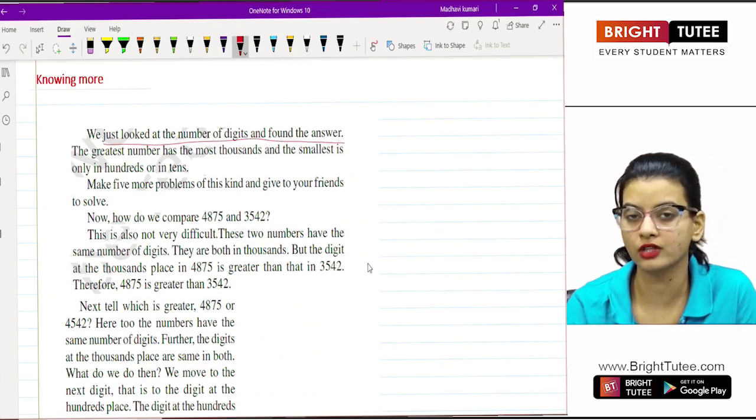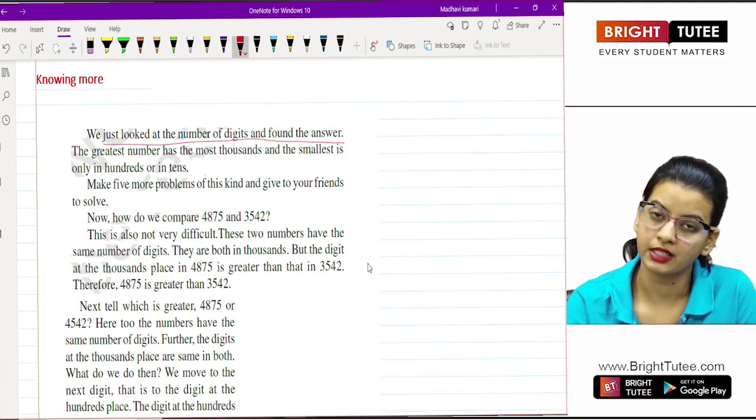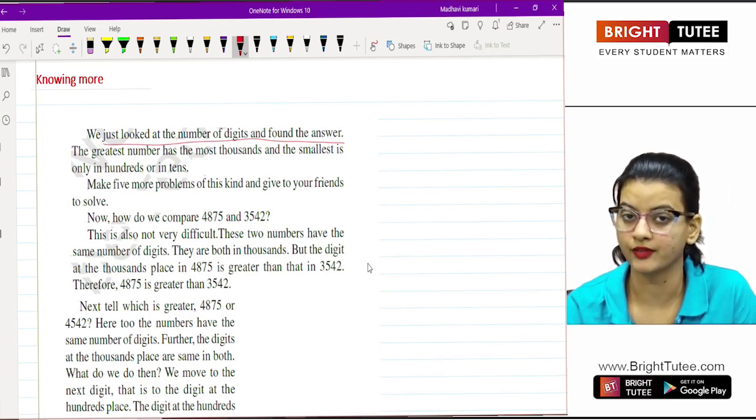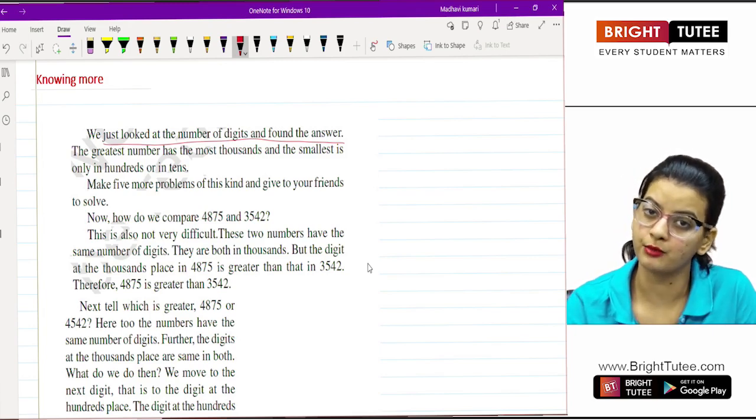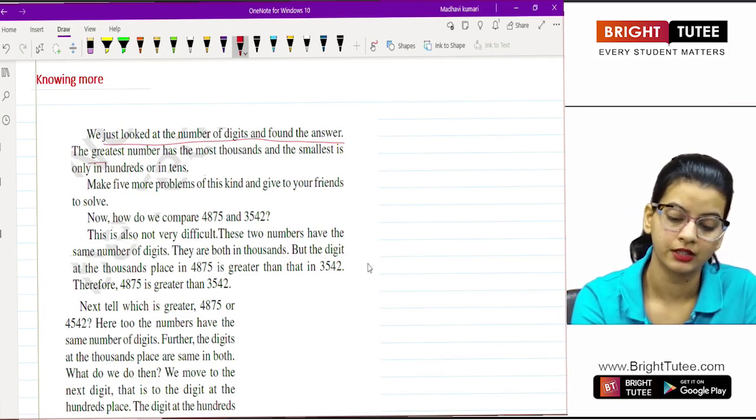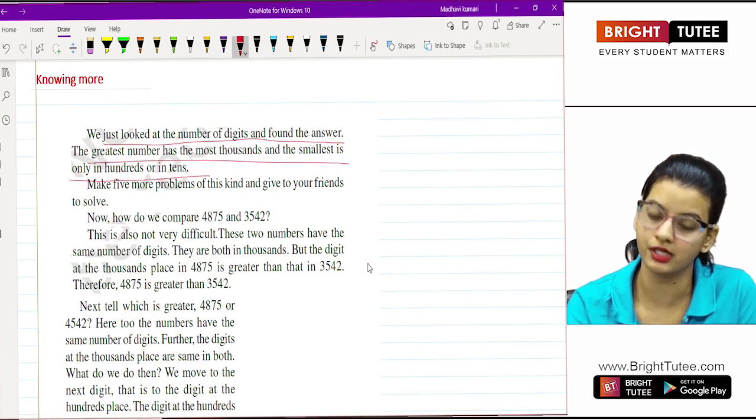So how did we find which number is the greatest and which number is the smallest? In the case where the numbers had different numbers of digits, the number which had the greatest number of digits was the greatest number, and the number which had the least number of digits was the smallest number. The greatest number has the most thousands and the smallest only in hundreds or in tens.